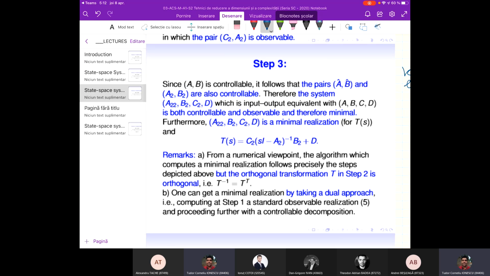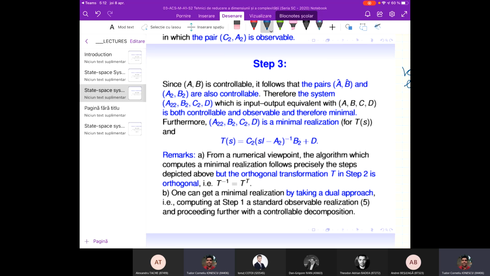A22B2C2D is a minimal realization, and the transfer matrix is given actually by this part. In the SISO case, single input, single output, that means that the controllable and observable part is the part that gives the irreducible function Ts. Okay, the irreducible function Ts.